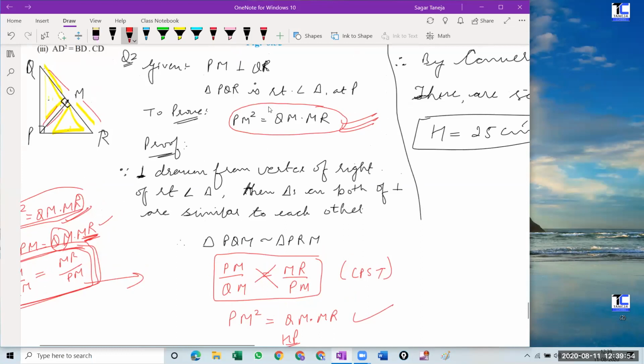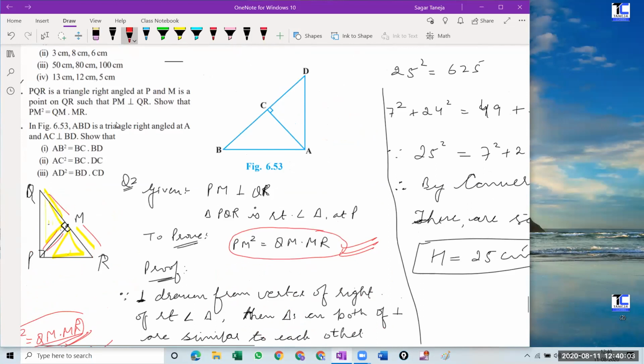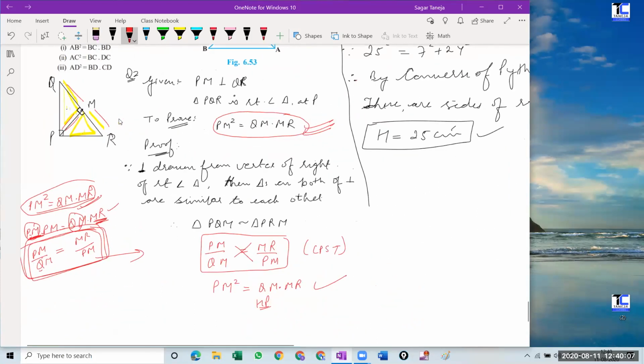And the rest of the questions we will be doing tomorrow. At last, we are at the last exercise of the chapter. The chapter took so long. Still, it will take time.